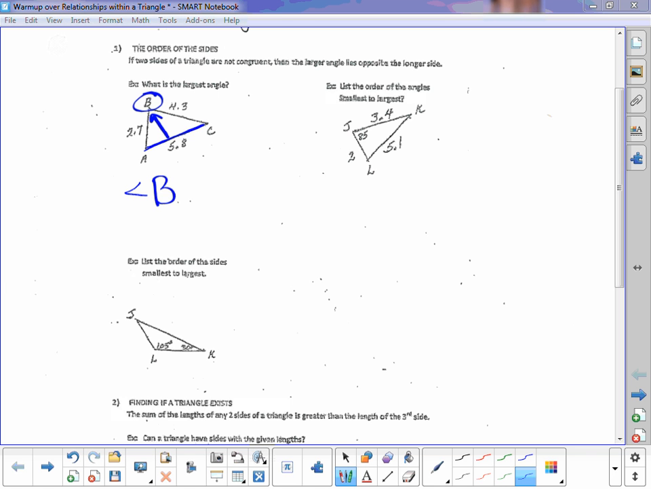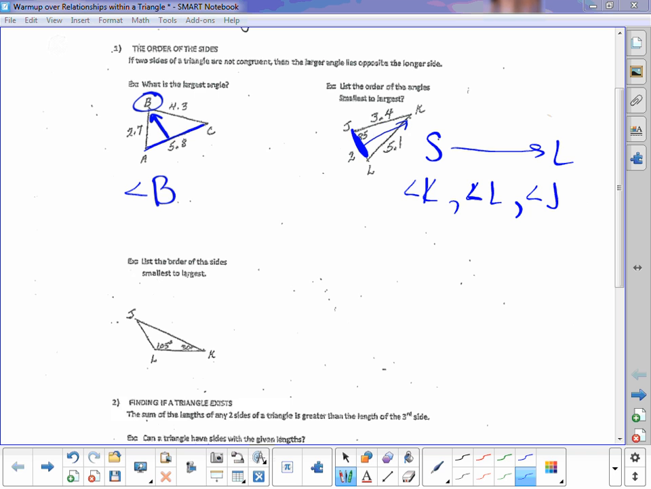Okay, all right. So in here it asks us to list the angles from smallest to largest. What was my smallest angle? Okay, good. Because again, it's opposite of the smallest side. All right, my medium angle? Angle L. And then my largest angle? Angle J. Okay. Any questions on those two?